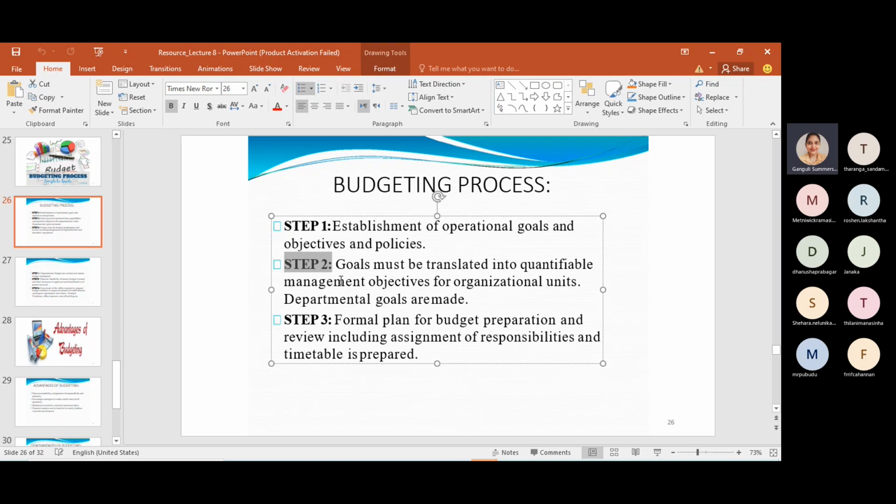So step 3. What happens in step 3? We start preparing the budget in step 3.